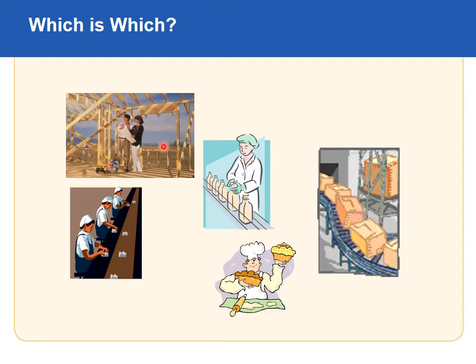So this looks like job order. This looks like maybe job order. This is process, process, process costing.